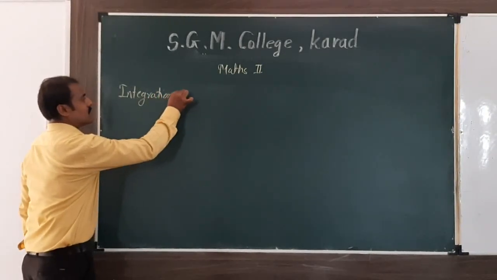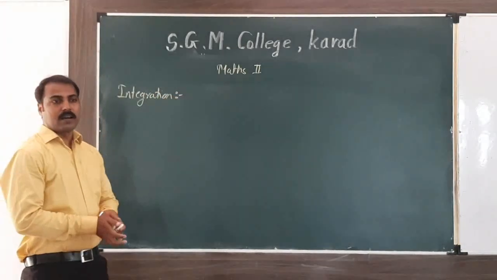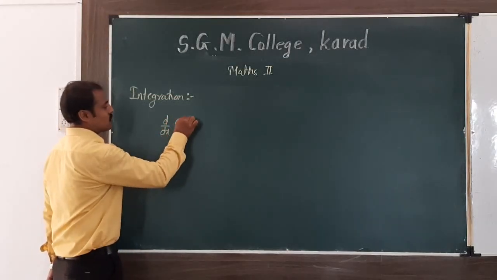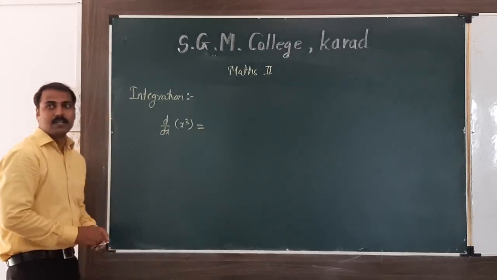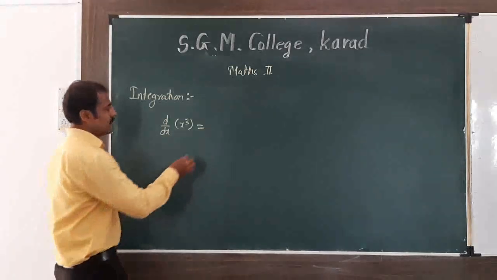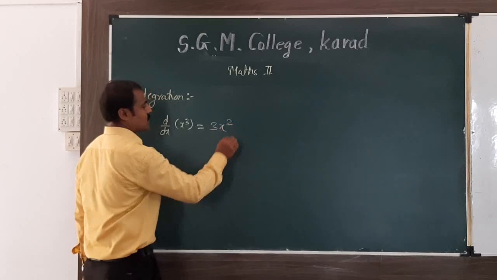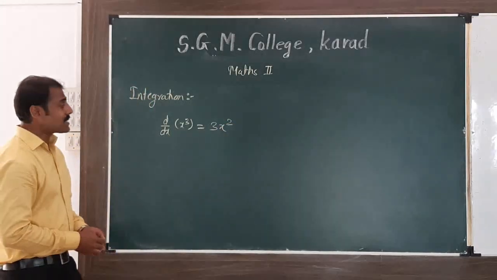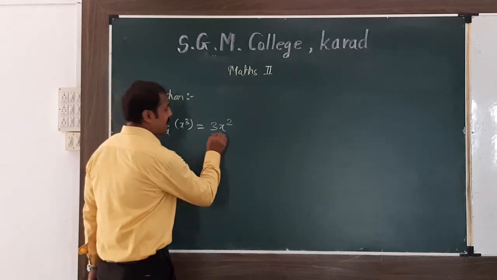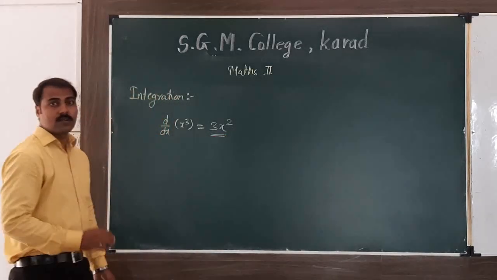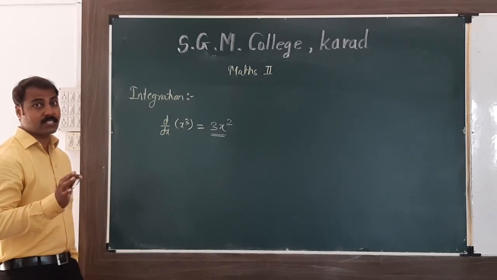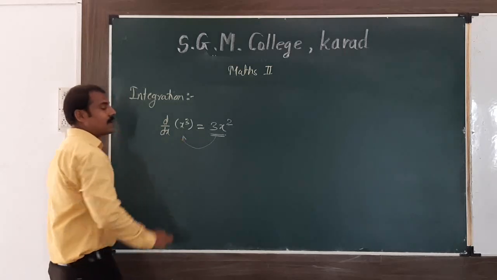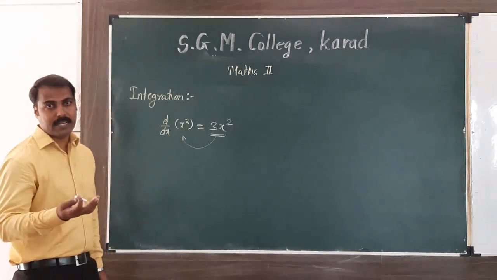So my first question is, what is the derivative of x cube? Dx of x cube is equal to what? The derivative of x cube is 3x square. Yes, the derivative of x cube is 3x square. So my second question is, whose derivative is 3x square? The answer must be x cube.